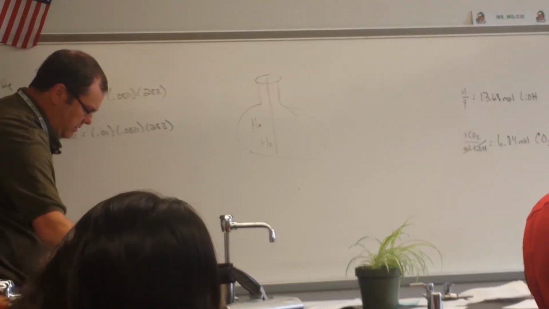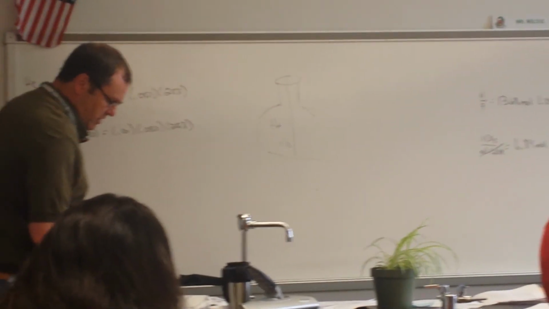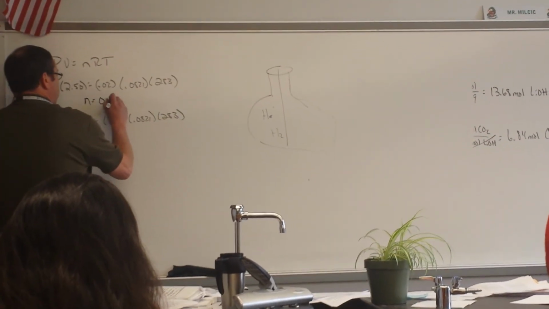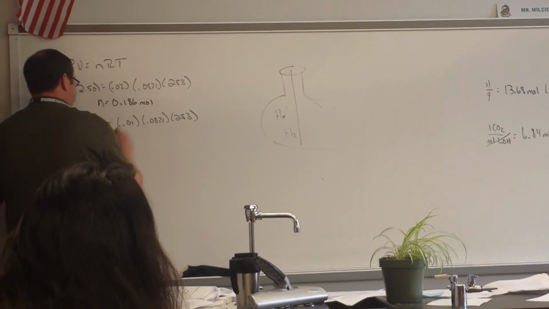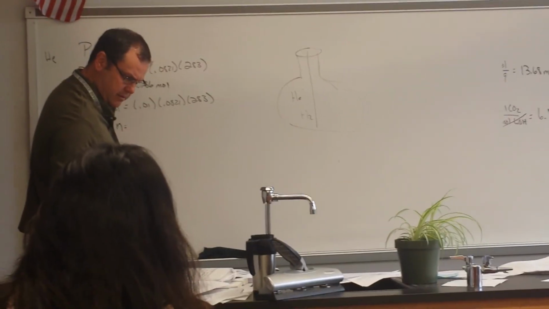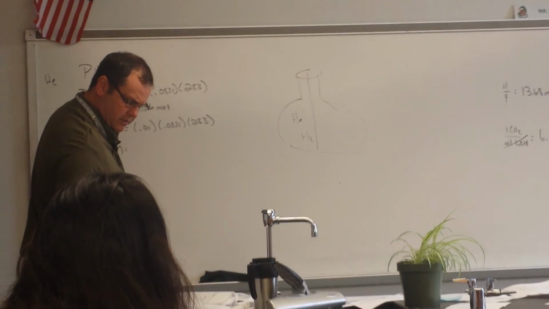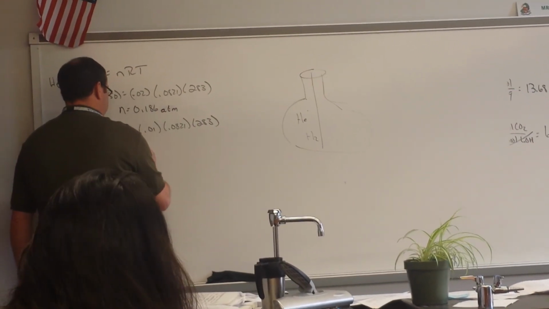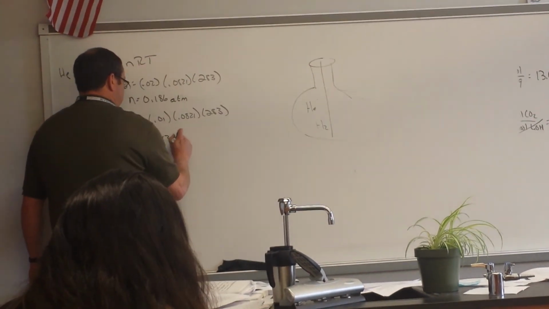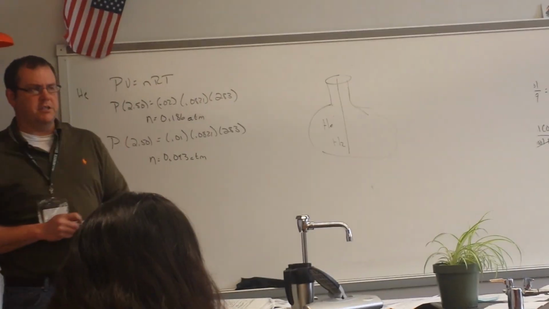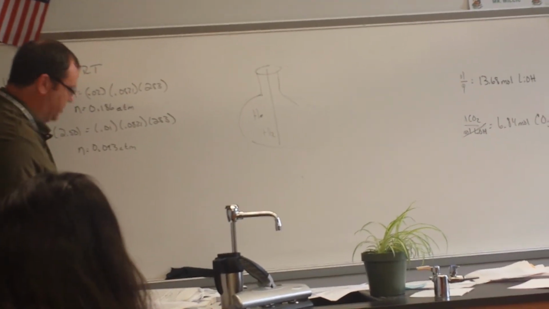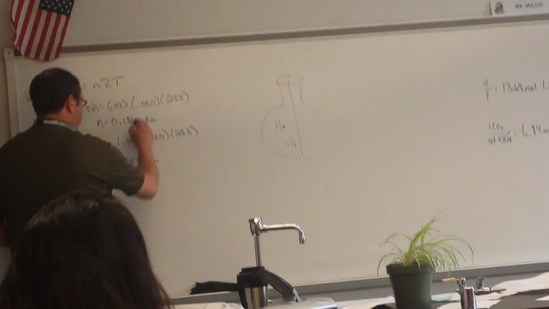And then when you do this, for helium you should get 0.186 atmospheres. And for hydrogen, you should get 0.093 atmospheres. And then what do you have to do to get the total pressure? Just add them. And if you add them, you should get 0.279.